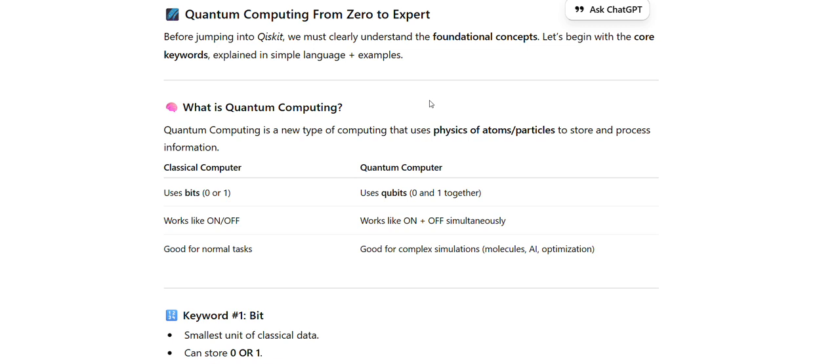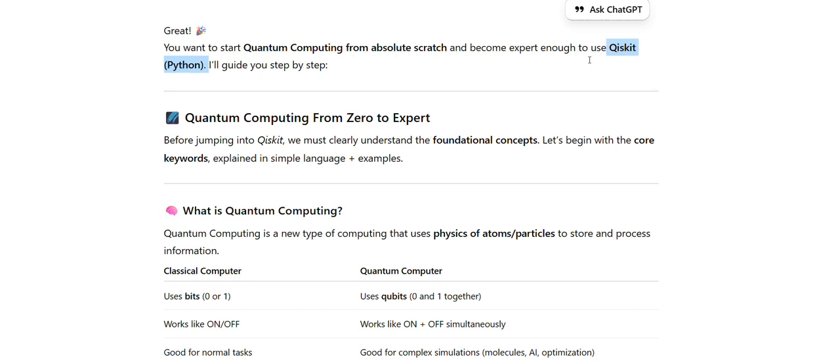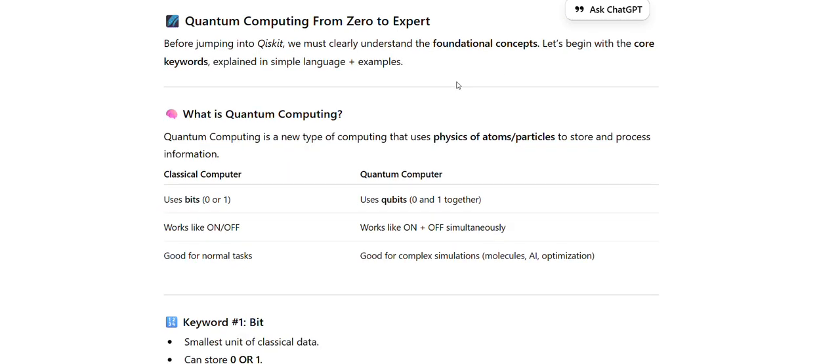So I'm really excited to begin the learning process with quantum computing. I wanted to start doing the hands-on from scratch. For that, I'm going to make use of the Qiskit library, the Qiskit Python package.